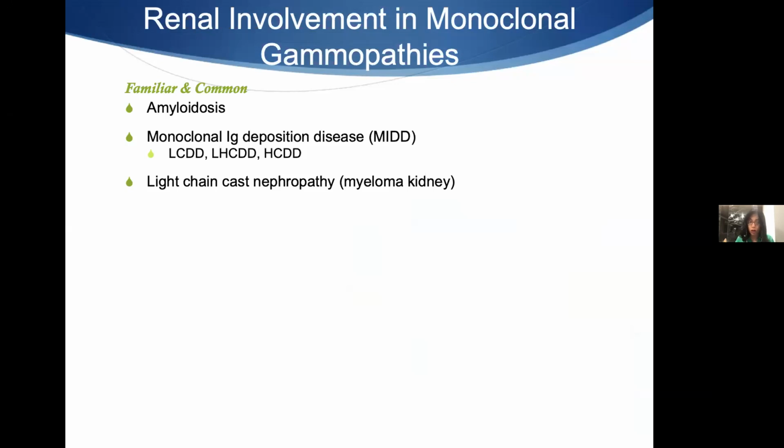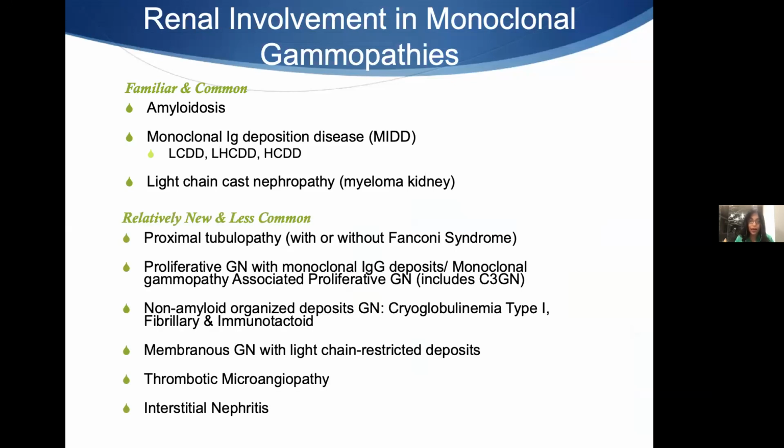However, we also have to know that there are relatively new and less common entities, because we can also see them in our patients, like proximal tubulopathy with or without Fanconi syndrome, like proliferative GN with monoclonal IgG deposits, like organized deposits glomerulonephritis, like type 1 cryoglobulinemia, fibrillary and immunotactoid, like membranous GN, like thrombotic microangiopathy, like C3 glomerulonephritis, and so on. And hopefully we're going to cover all tonight. So we do have the ones we know, which are the common ones. Again, I'm stressing that these are the common ones, but you also have to know the other ones. Less common does not equal rare, and does not mean that you're not going to see a patient with them.